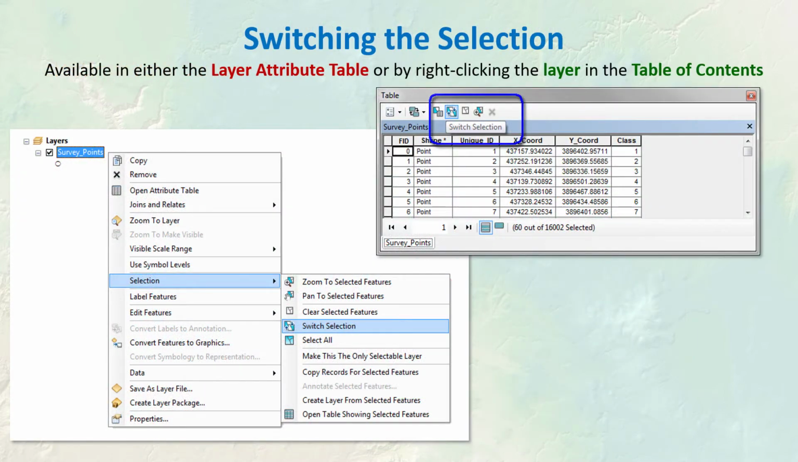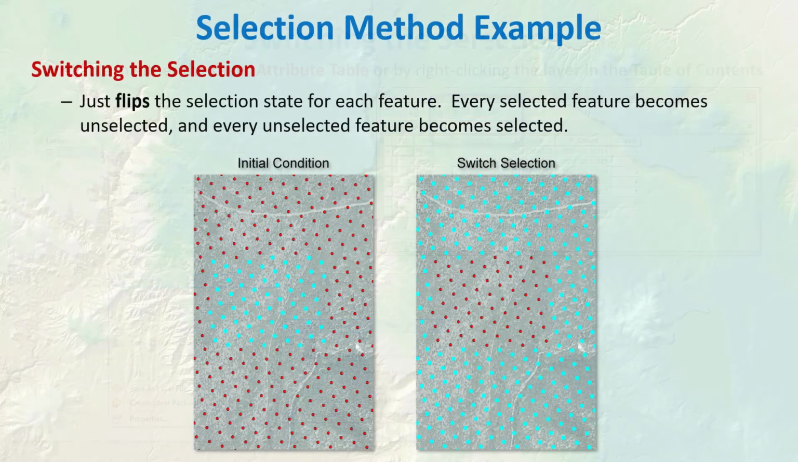And then there's switching the selection. By the way, the two tools, Select by Attributes and Select by Location, don't have an option to switch selection. Switching selections is just such a basic function that it is provided in its own separate tool. You can get it in the layer by right-clicking the layer, going down to the Selection menu, and choosing Switch Selection. You can also get it in any attribute table by clicking the Switch Selection button up at the top. And what it does is about what you'd expect. Anything that is selected becomes unselected, and vice versa.